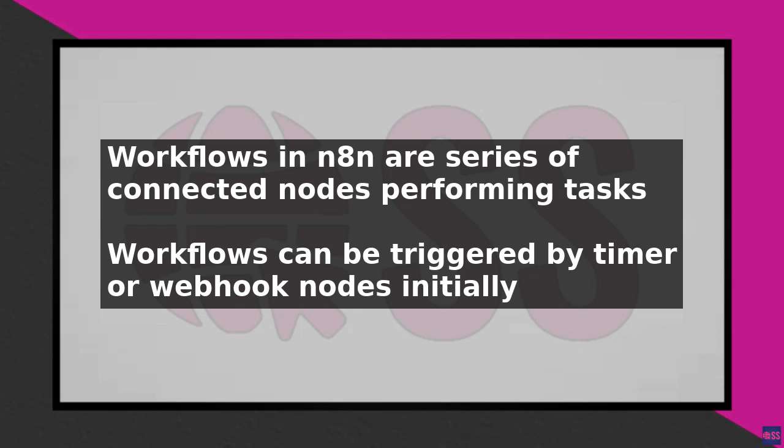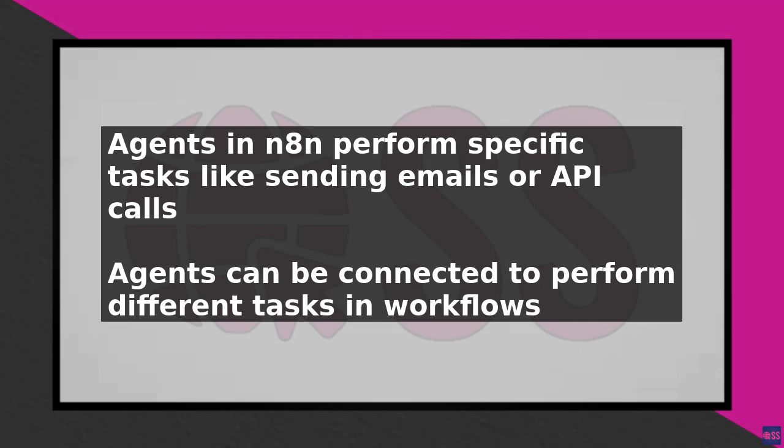To connect multiple agents, you need to use the output of one node as the input to another node. This is done by connecting the nodes using the workflow editor. You can connect nodes by dragging and dropping the output of one node to the input of another node.